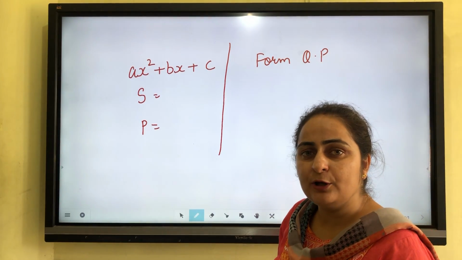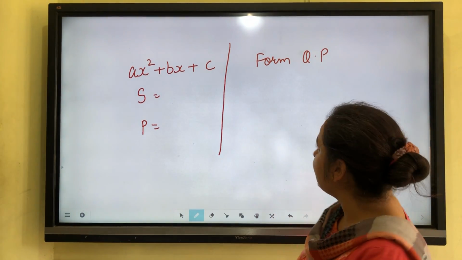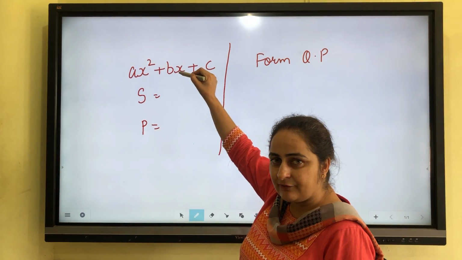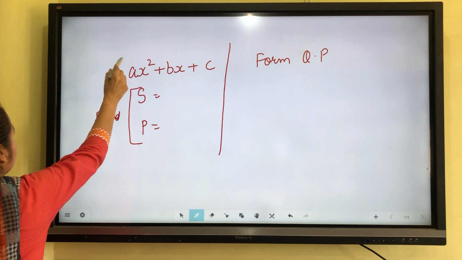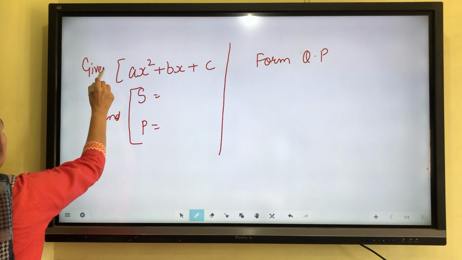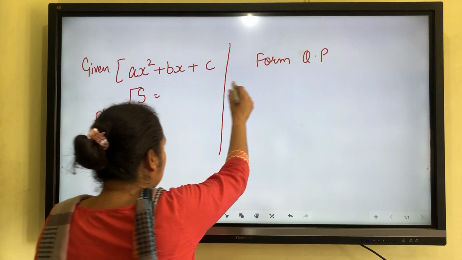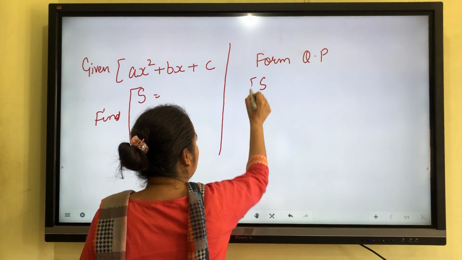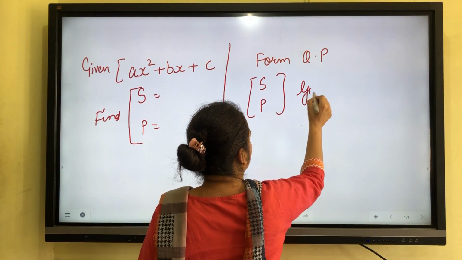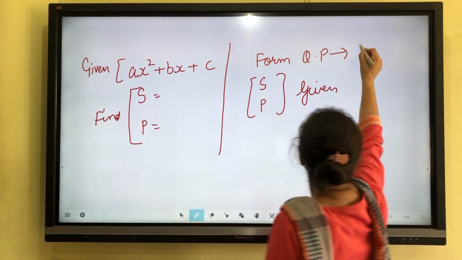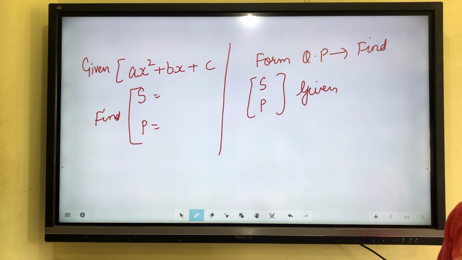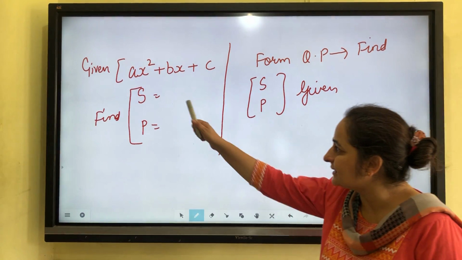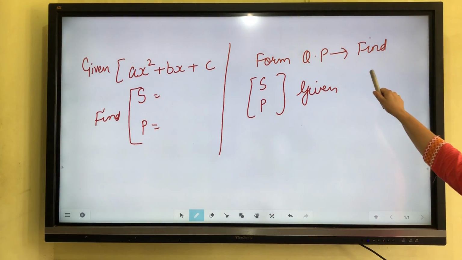But a quadratic polynomial depends upon two factors. Either the polynomial is given, and then we are able to find the sum and product. Second, if the sum and product are already given, then we are able to find the quadratic polynomial. That depends upon the situation of the question, whether the examiner asks you to find the sum and product or to form the quadratic polynomial.